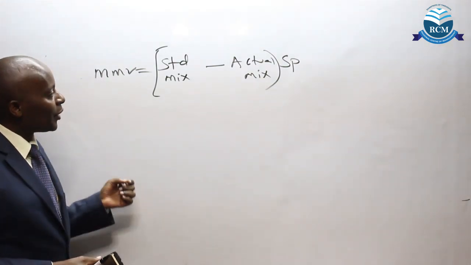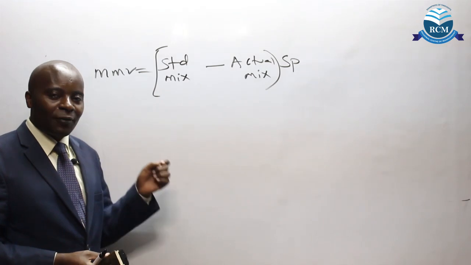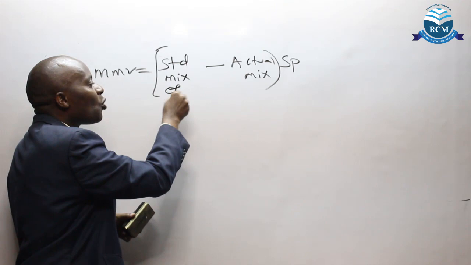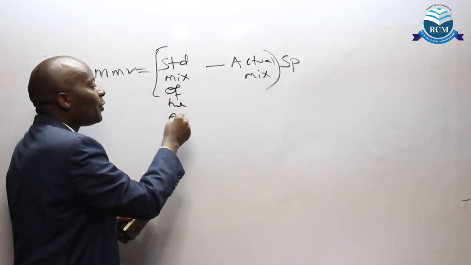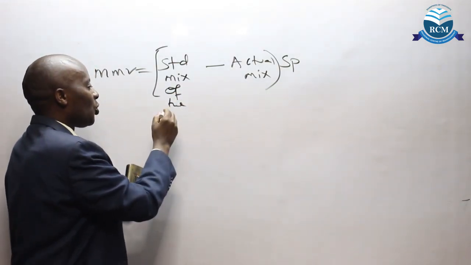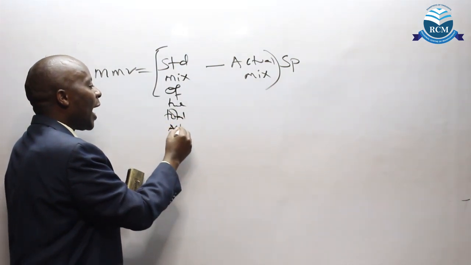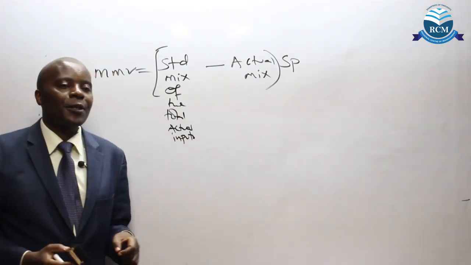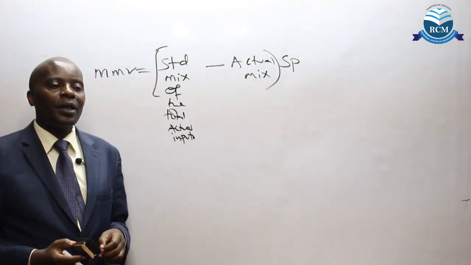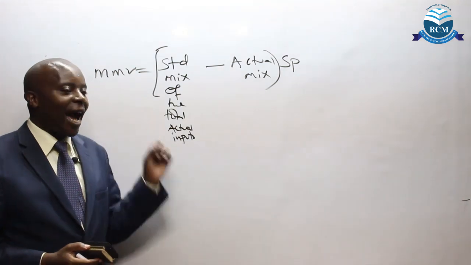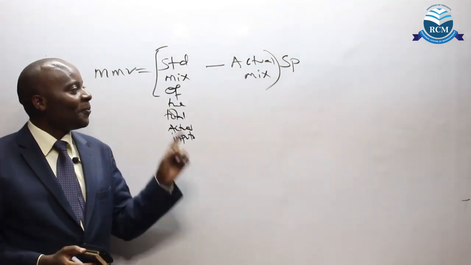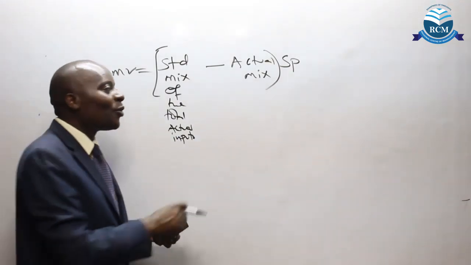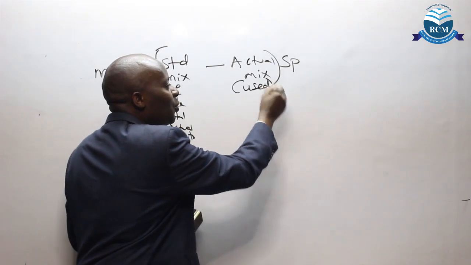Now there is something I would want us to qualify and understand from the word go. This is supposed to be the standard mix of the total actual inputs. Please continue writing this one here: of the total actual inputs. Standard mix of the total actual inputs, minus the actual mix, which is the same as the actual quantity that was used.